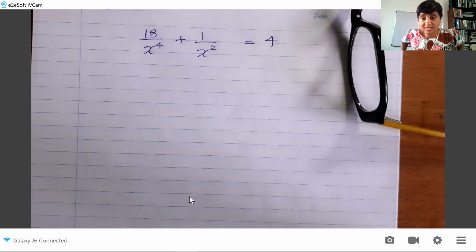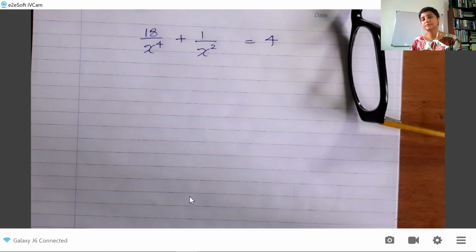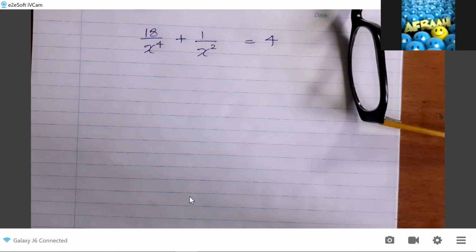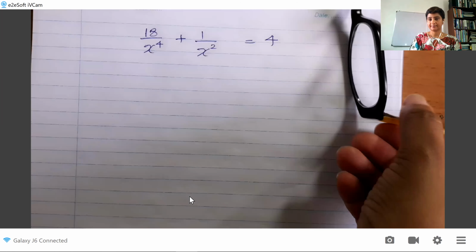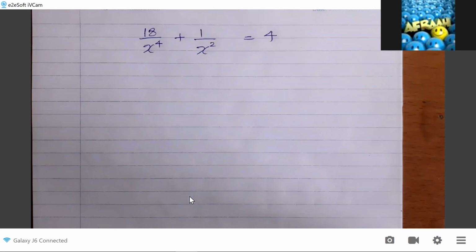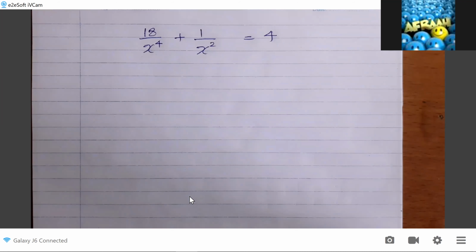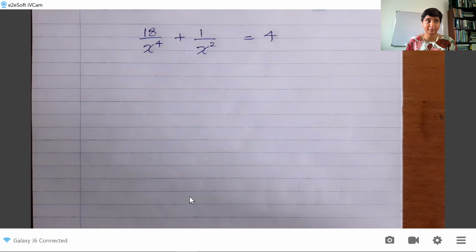Right, what's the lowest common multiple of x to the power of 4 and x to the power of 2? Excuse me, Miss. Yes, Afra? Miss, my answer is also plus or minus 1.5 and no real solutions for the other one. Okay, so it's just plus or minus 1.5, right? Okay, let's see. Yes. Now, can someone tell me what's the lowest common multiple of x to the power of 4 and x to the power of 2?